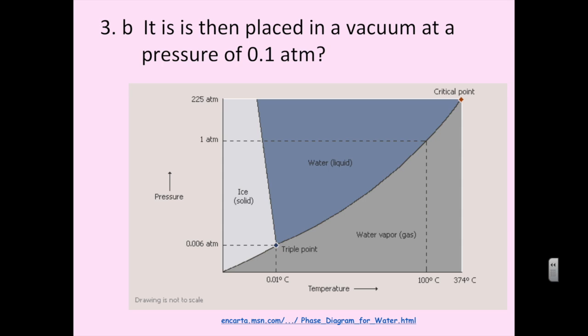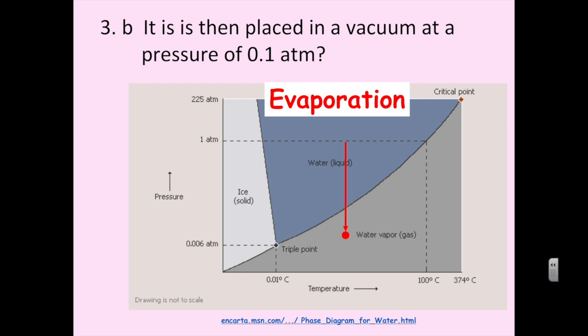And then it is placed in a vacuum at a pressure of 0.1 atmospheres. So I take that same point that I drew, and I need to now go to 0.1 atmospheres, so it falls all the way down to about here. So I'm going from a liquid to a gas now. So now I'm going to have to evaporate it. So I can keep the same temperature, just change my pressure, and I can actually evaporate water or evaporate any substance.